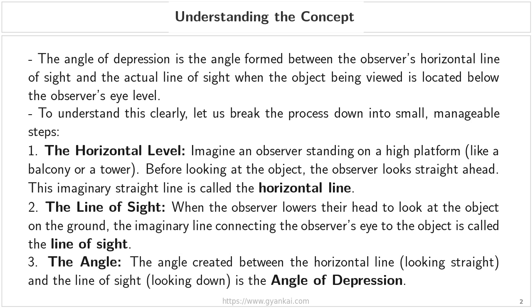Finally, we arrive at the angle. The angle created between that original horizontal line, where they were looking straight ahead, and this new line of sight, where they are looking down, is exactly what we define as the angle of depression. Now that we've introduced the basic idea of looking down from a height, let's dive deeper into what this angle actually represents. Keep this mental image in mind, because in the next slide, we are going to see how this angle relates beautifully to the angle of elevation using some geometry principles.